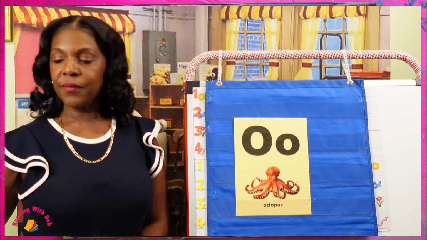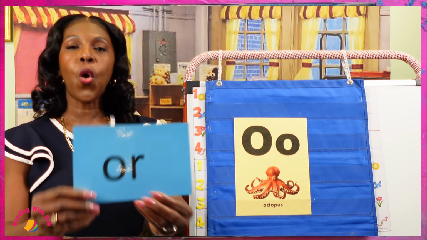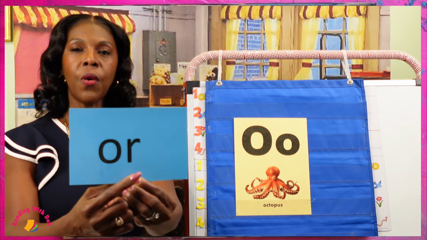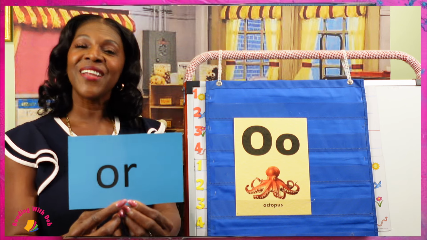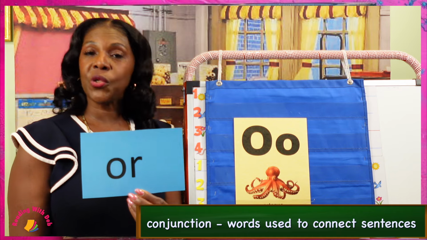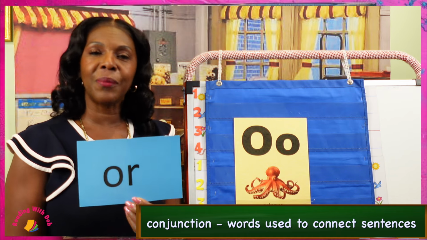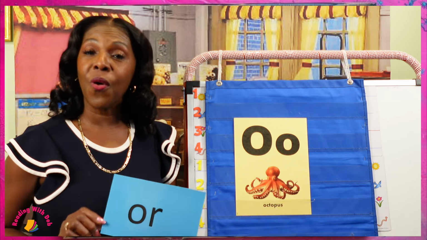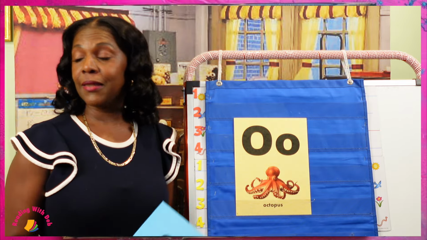In this lesson, we are going to learn the sight word OR. O-R, or. Or is a conjunction. It is used to give a choice between two or more options. We are going to learn more about conjunctions in later lessons.